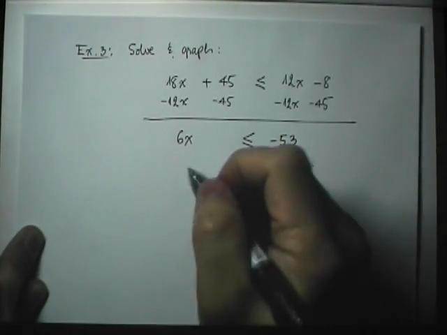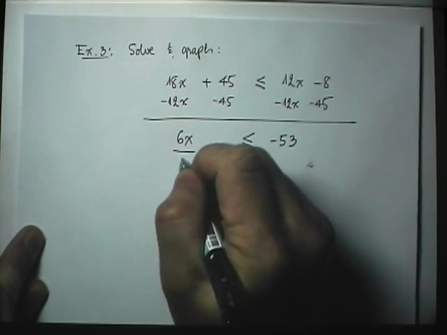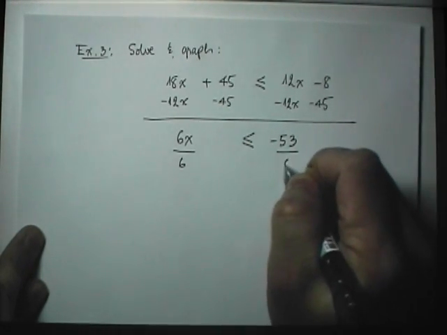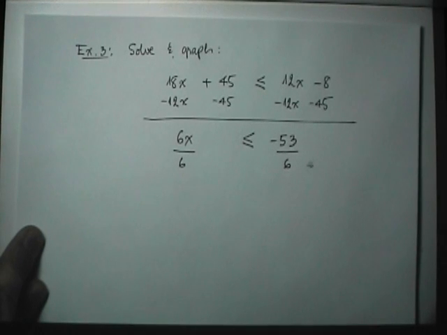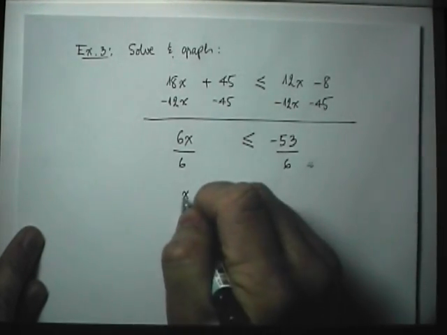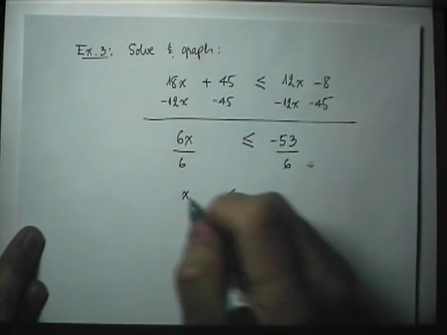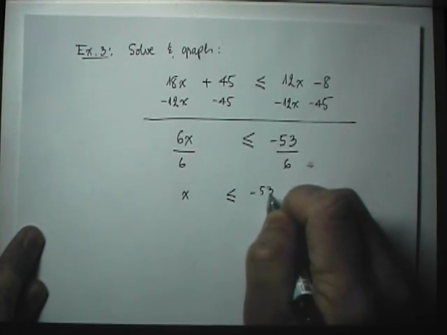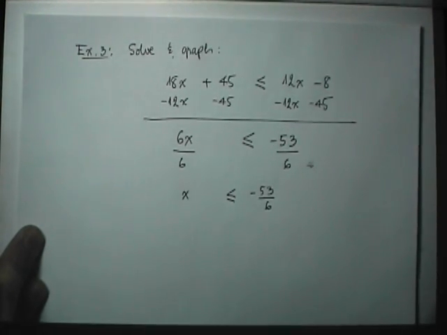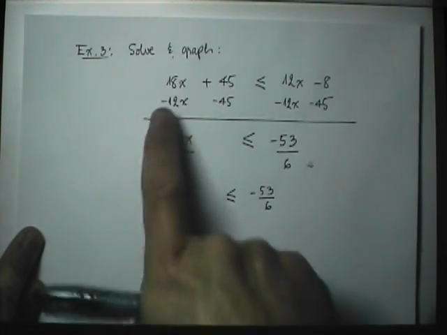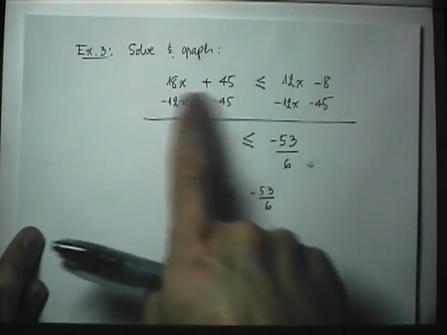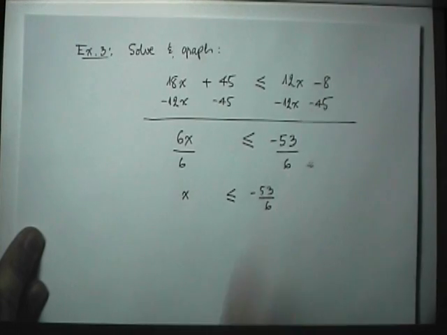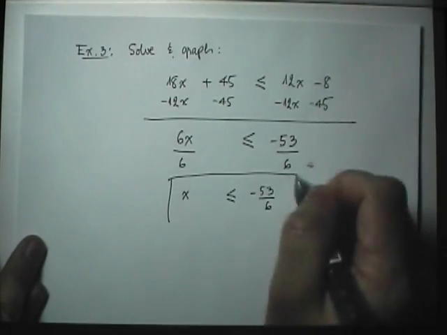Okay? And so to solve for x, once again, I just need to divide both sides by 6. So the solution for x is going to be, for any x value less than or equal to minus 53 over 6, that is going to satisfy the inequality, making the left-hand side less than or equal to the right-hand side. So here's my logical solution.